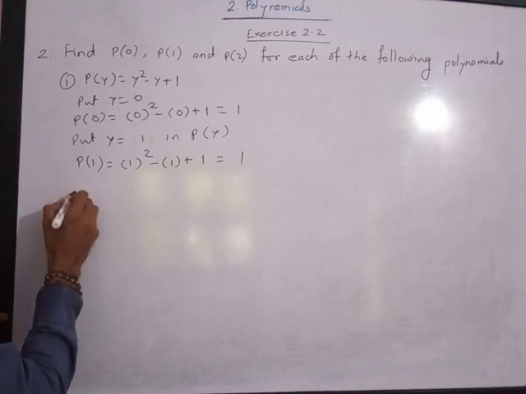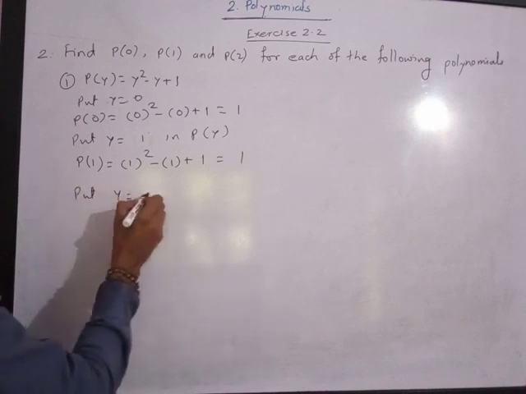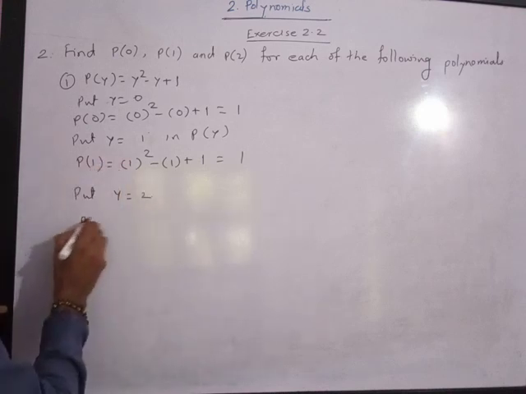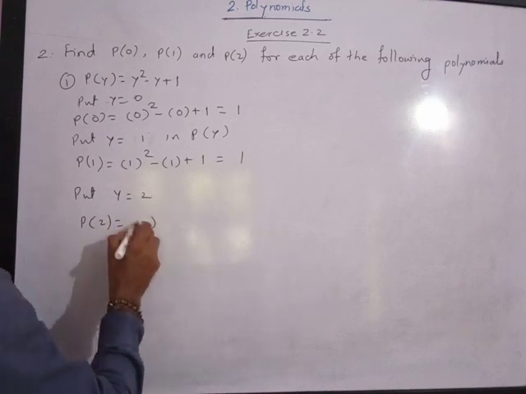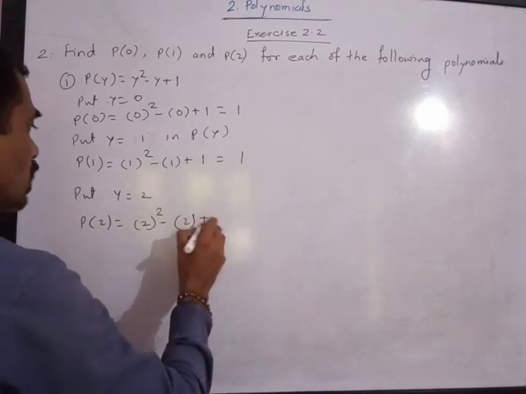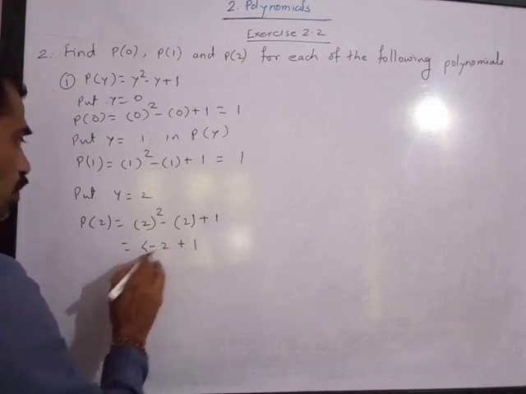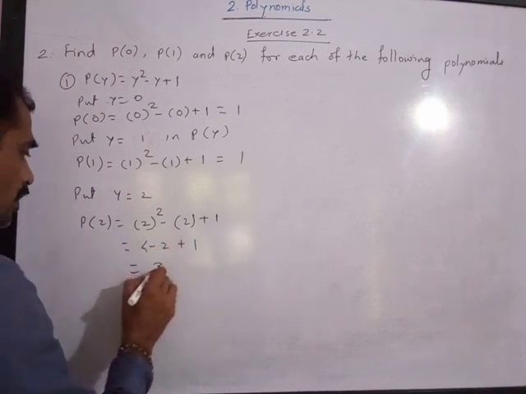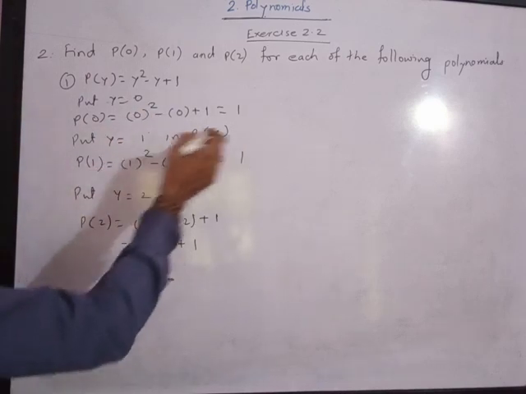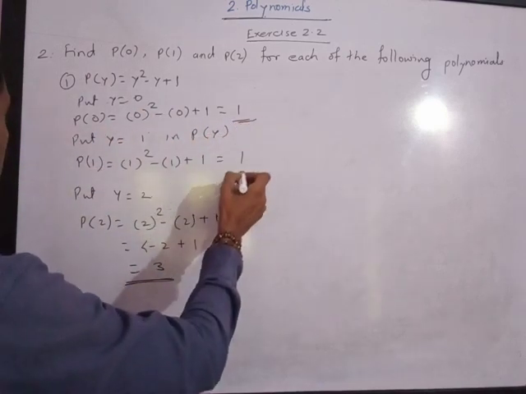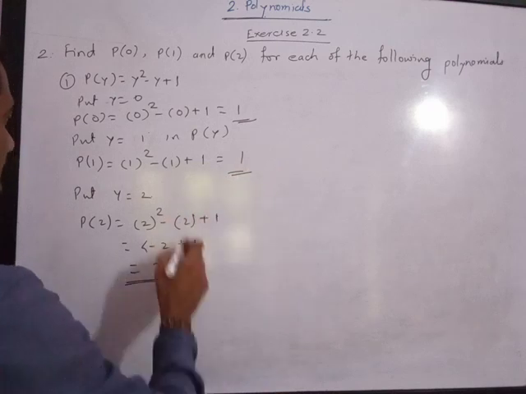Then third is put y is equal to 2, so we will get p of 2 is equal to 2 square minus 2 plus 1, that is equal to 4 minus 2 plus 1, that is equal to 2 plus 1 is 3. So answers are 1, 1 and 3.